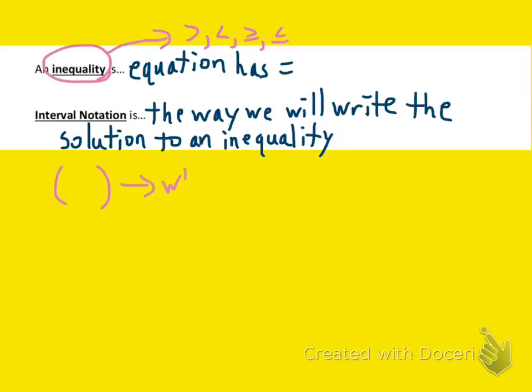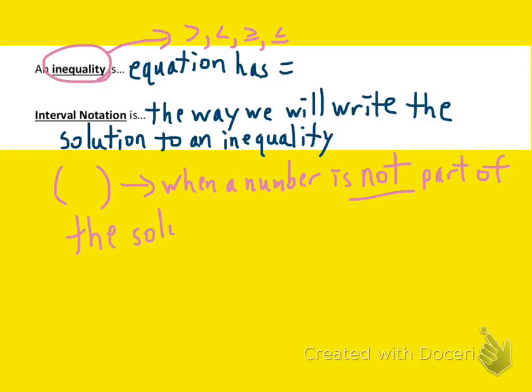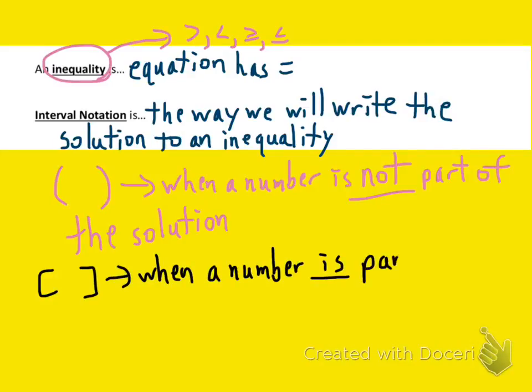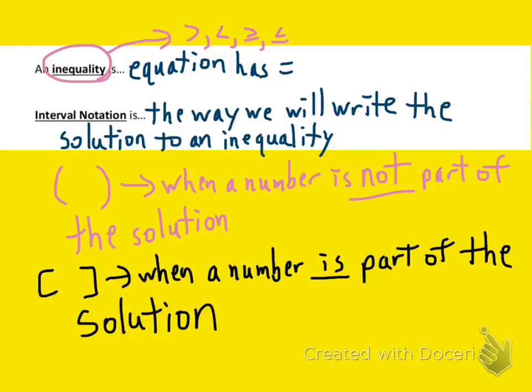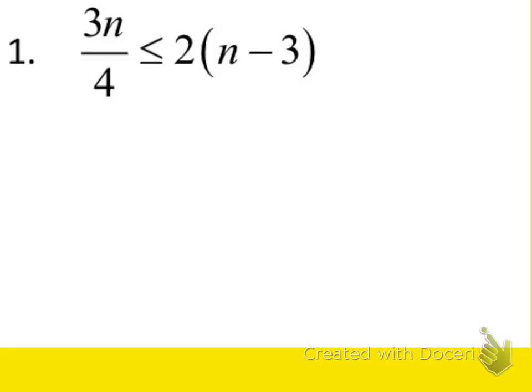Sometimes, with a less than or a greater than sign, a number is not part of the solution. We use parentheses. So you're going to see when we write our interval notation, we're going to use parentheses when the number we're talking about is not part of the solution. However, when the number is part of the solution, like on less than or equal to or greater than or equal to, we're going to use brackets. So you can see the difference there. Parentheses when a number is not part of the solution, but brackets when a number is part of the solution. And sometimes you use one of each. So let's try an example.